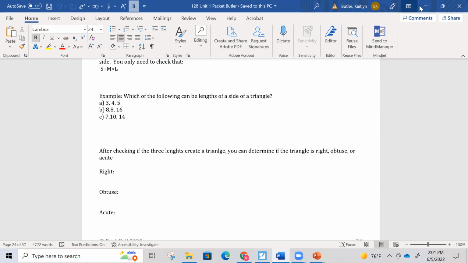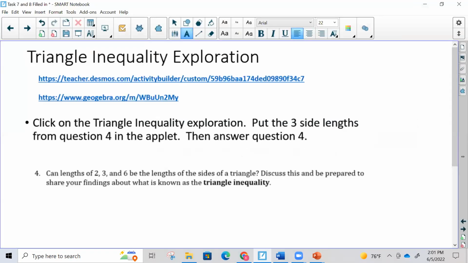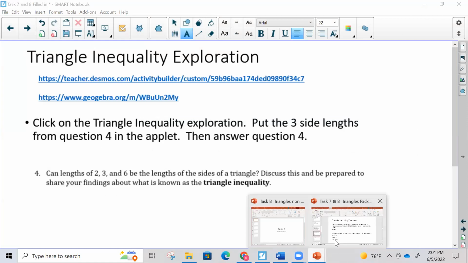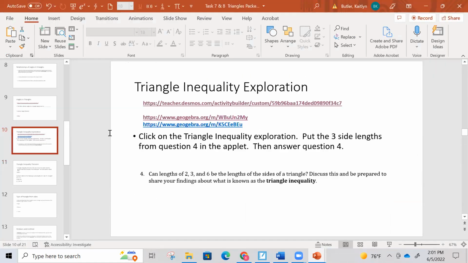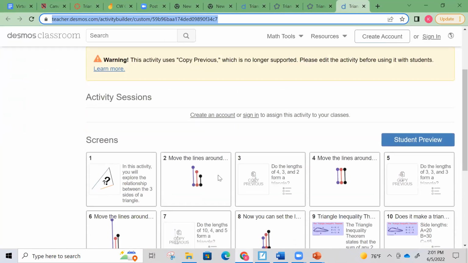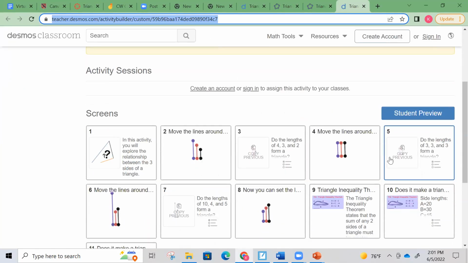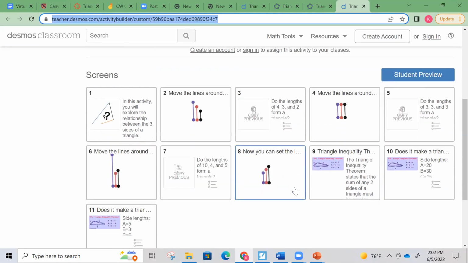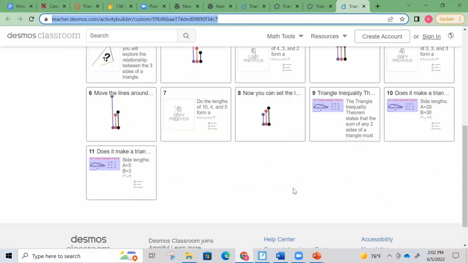So on the PowerPoint for it, I have access to kind of 3 different applets. This first one is an exploration. So if you wanted to go into Desmos classroom and explore the triangle inequality and figure it out for yourself, you could walk through this applet. It's pretty cool. If you were teaching this, I would definitely recommend using it with students to help them discover it.